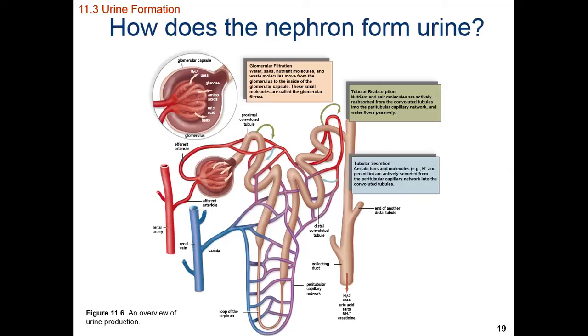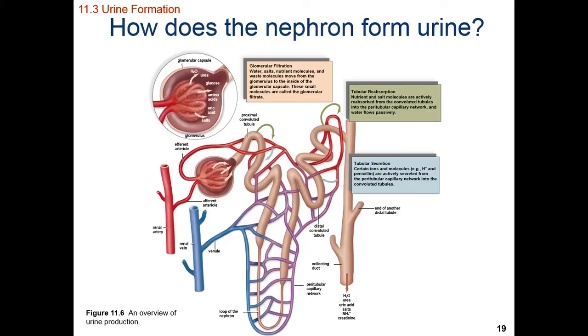Part one focused primarily on an overview of the urinary system and the structures, the anatomy of the urinary system. This part two is going to focus primarily on the physiology of the urinary system and some of the disease states that can occur, some of the homeostatic imbalances that can occur.